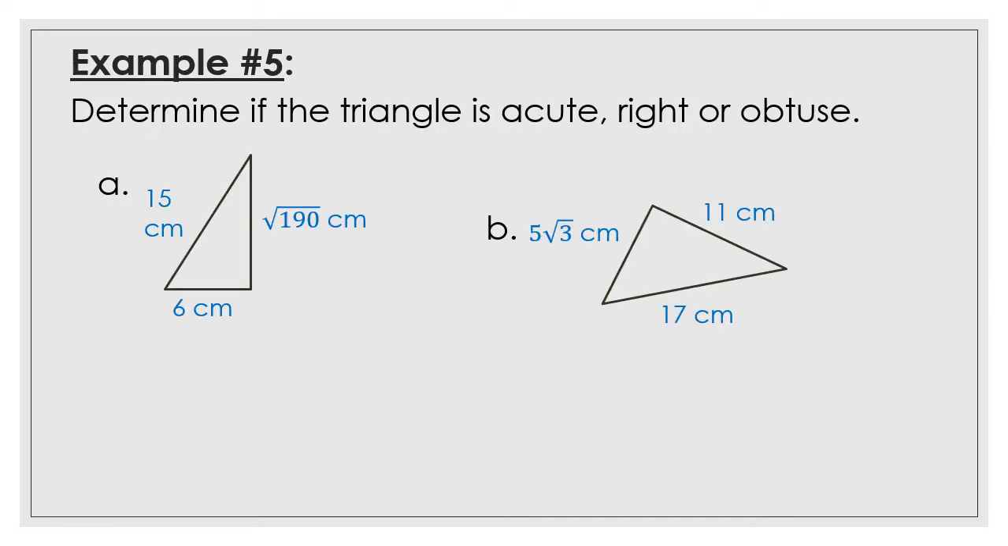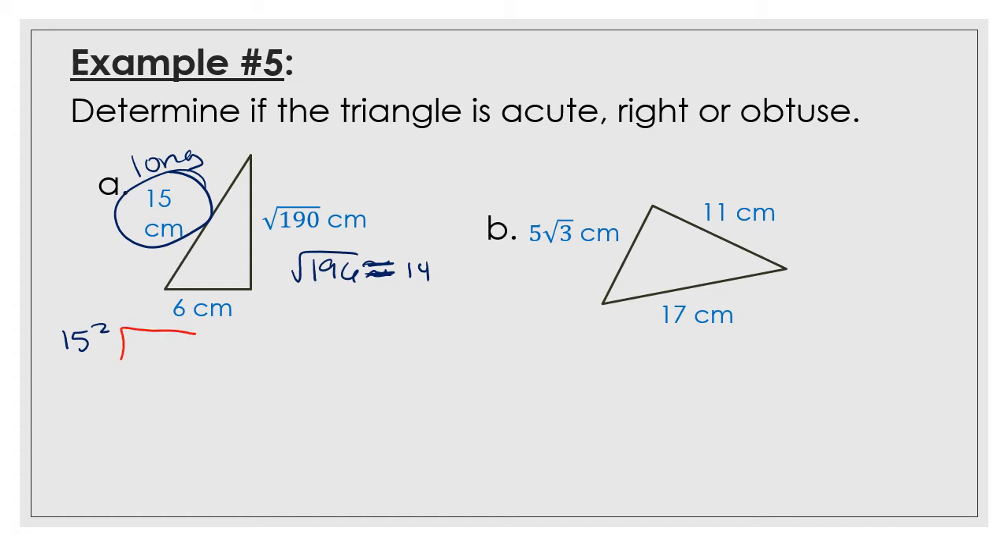All right, so determine if the triangle is acute, right, or obtuse. Looking at this triangle, I have to decide, is 15 my longest side or is the square root of 196 my longest side? The square root of 196 is 14. So 14 is less than 15, and this right here is going to be my longest side. So I'm going to isolate that over here on the left.